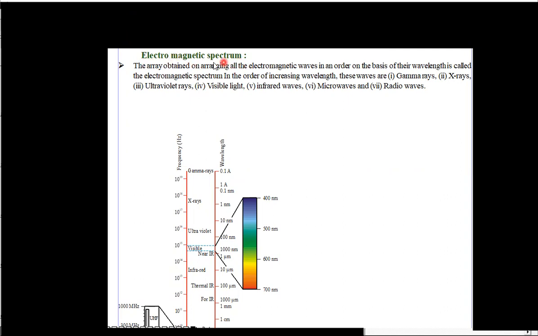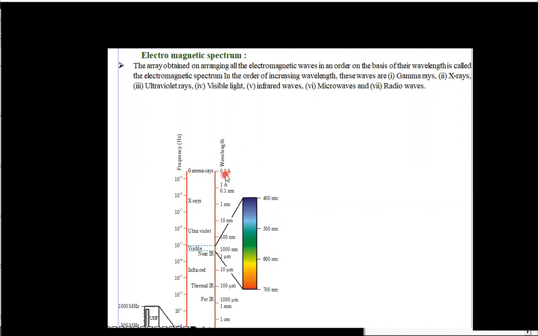Next topic is electromagnetic spectrum. What is this electromagnetic spectrum? See, it is the array obtained on arranging all the electromagnetic waves in order on the basis of their wavelength. It is called electromagnetic spectrum. So these waves are gamma rays, X-rays, ultraviolet rays, visible light, infrared waves, microwaves, and radio waves. You can see here in the diagram below. This is gamma rays. This side all the frequencies we have, and here it is wavelength. X-rays, ultraviolet, visible, near infrared, infrared, thermal infrared, all these.